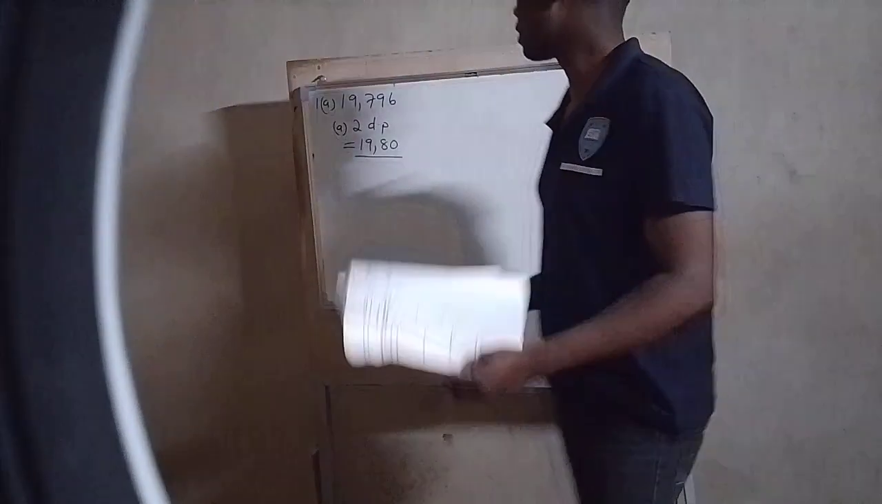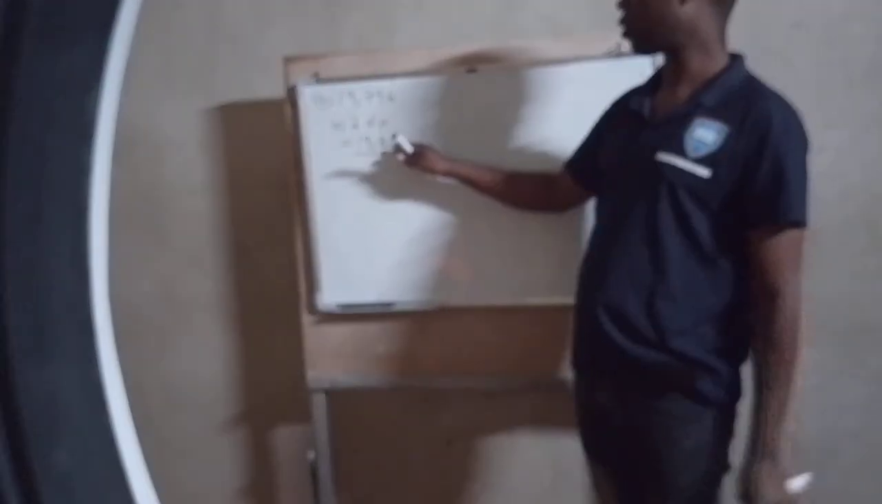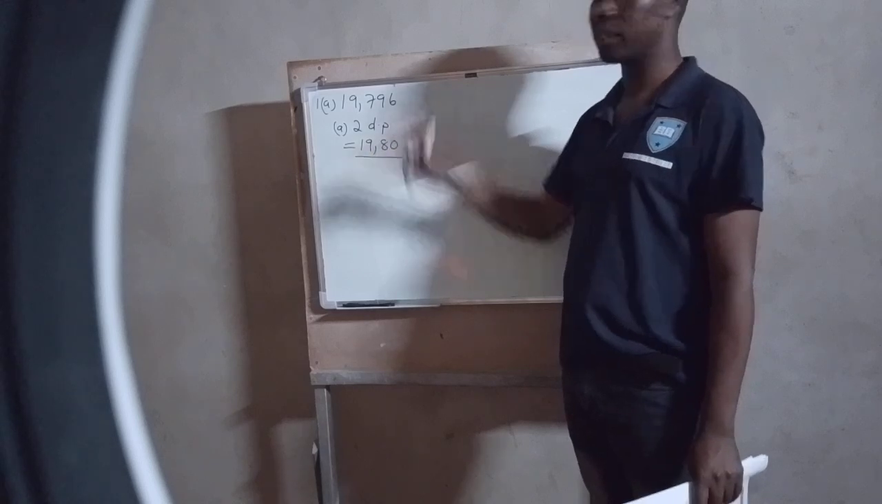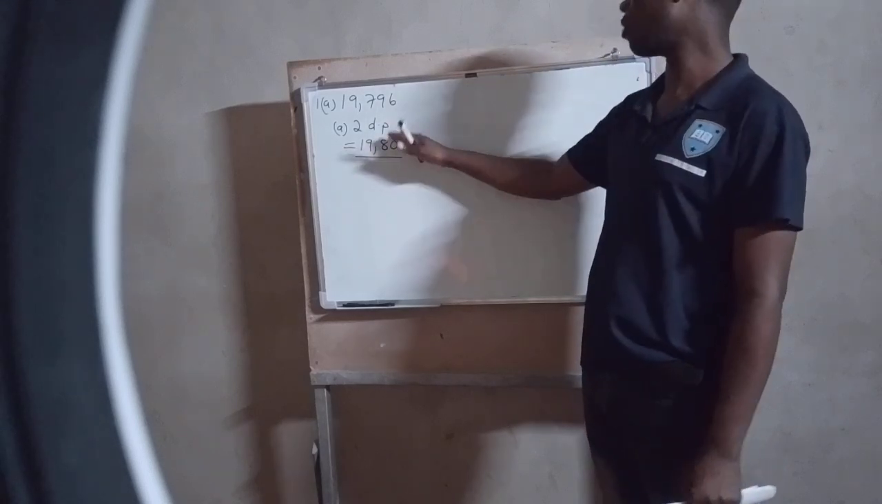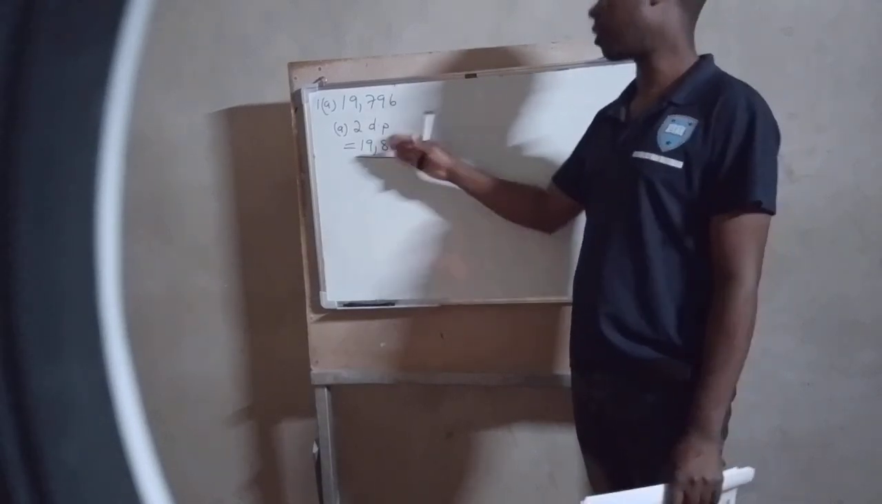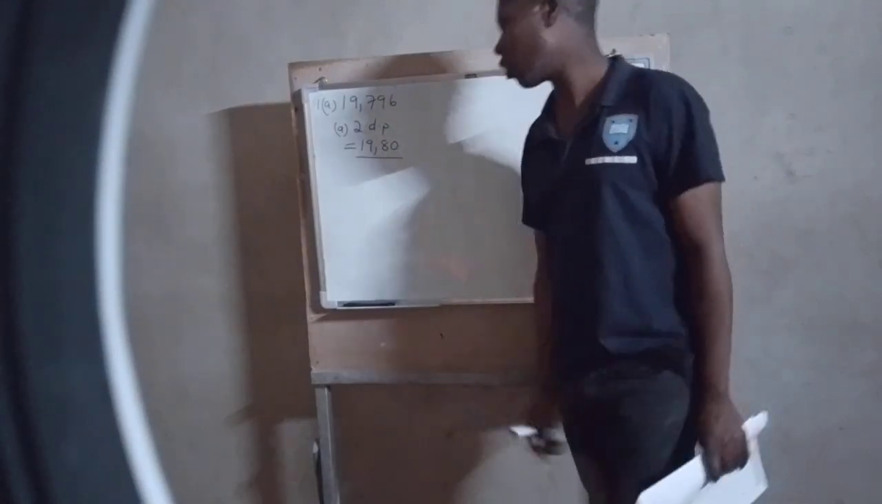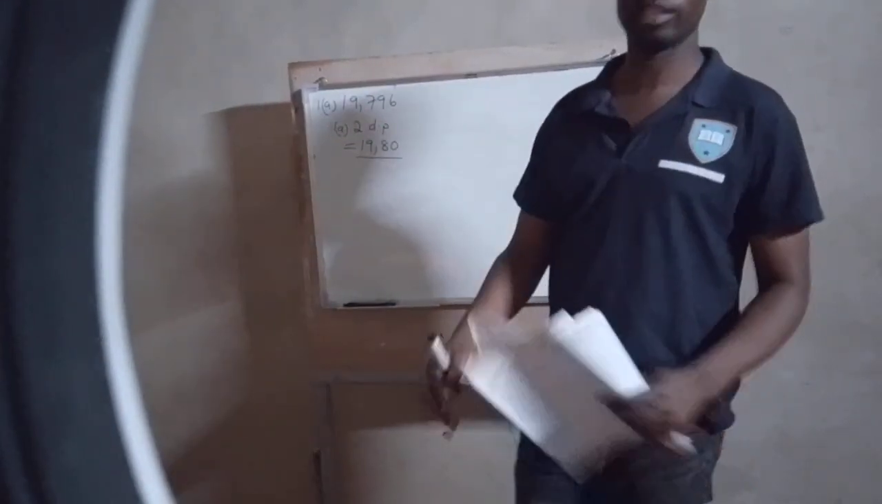19,80. Right, we need to be very careful with this 0. The 0 is because of the degree of accuracy. Without the 0, what it means is it becomes 1 decimal place. So be very careful when tackling this type of question.